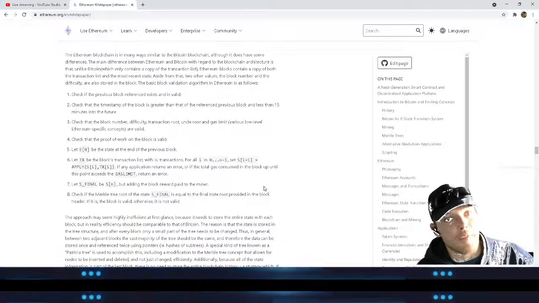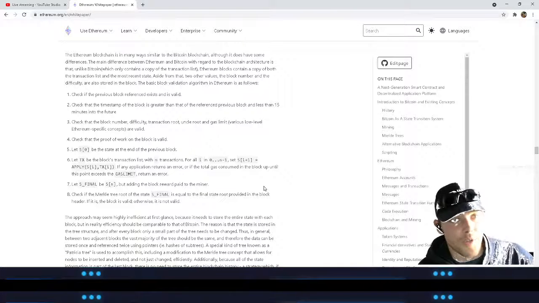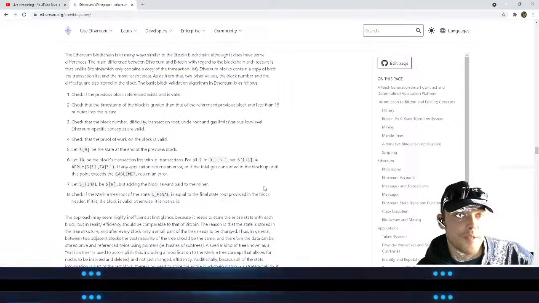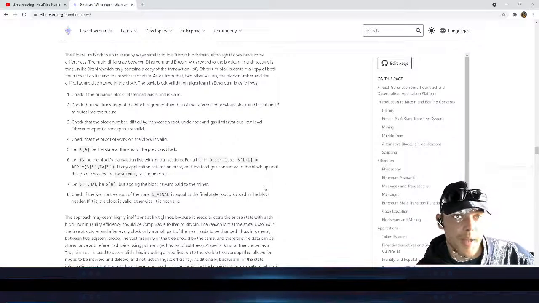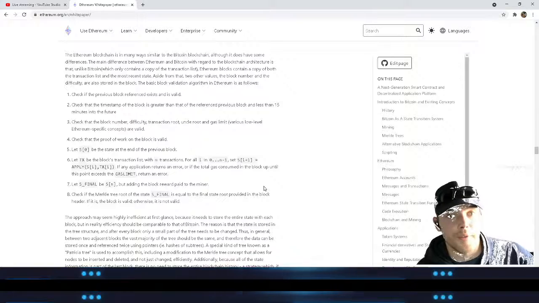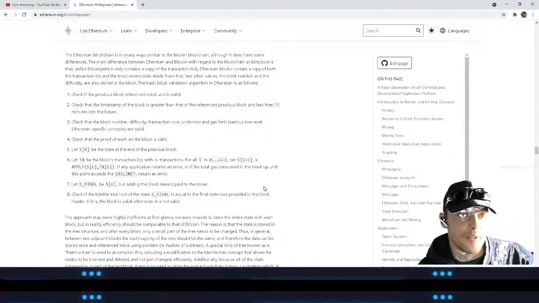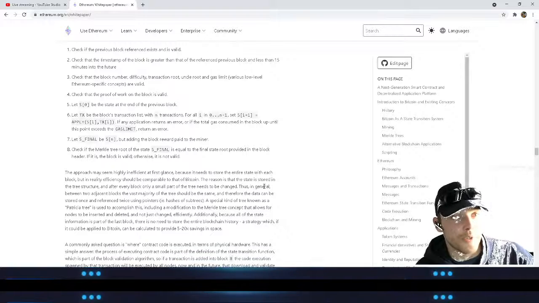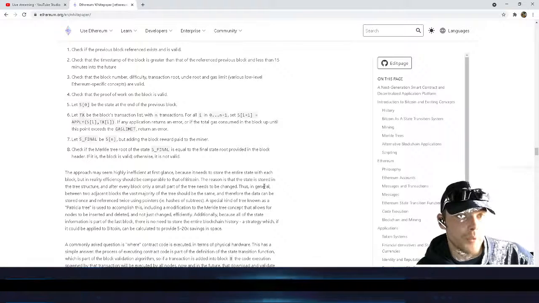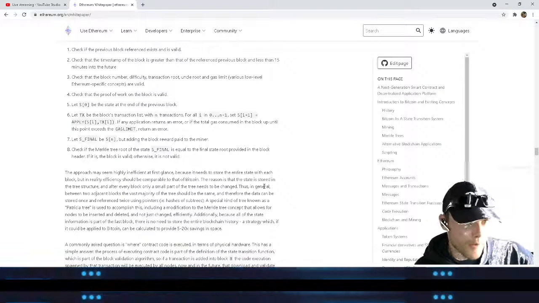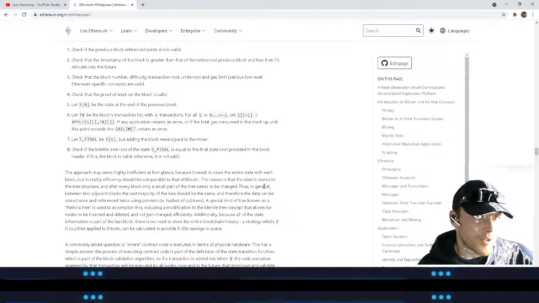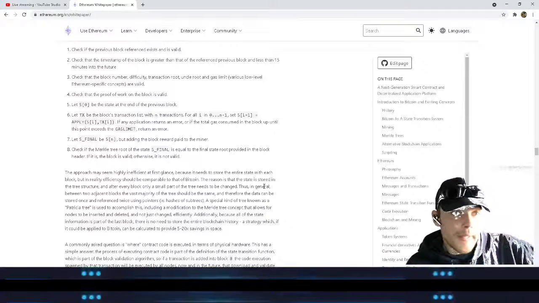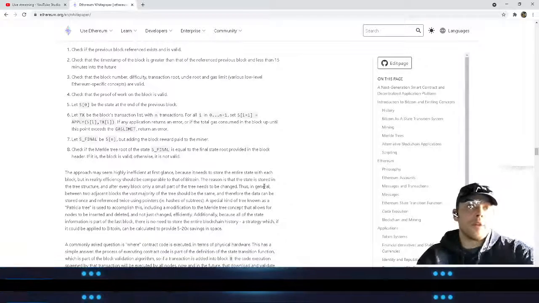The basic block validation algorithm in Ethereum is as follows. Number 1, check if the previous block reference exists and is valid. Number 2, check that the timestamp of the block is greater than that of the reference previous block and less than 15 minutes into the future. Number 3, check that the block number, difficulty, transaction root, uncle root, and gas limit, or various low-level Ethereum-specific concepts, are valid. Number 4, check that the proof of work on the block is valid.